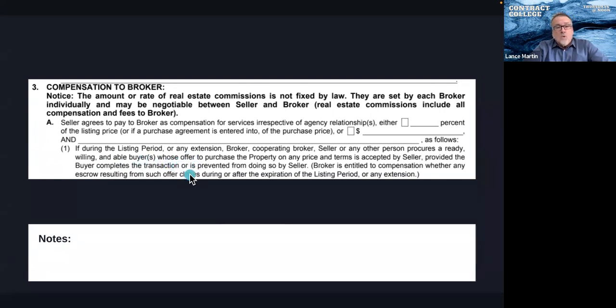But then they throw in this other one: or is prevented from doing so by the seller. On occasion, I've had this happen a few times. It's a total nightmare. Somewhere in the transaction, the seller decided that they didn't want to sell anymore. In those situations, sometimes they're not completely transparent with you. Sometimes they are, but ultimately it's clear that the seller is trying to prevent the escrow from closing. Whatever that is, if the seller is doing that, it's a very difficult conversation to have, but contractually, the seller is still obligated to pay you.